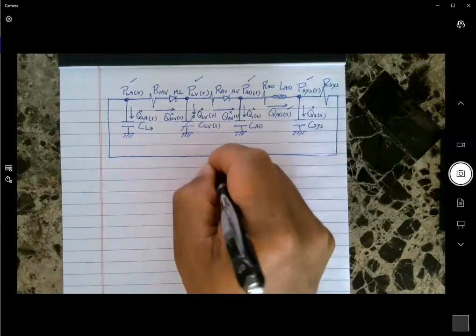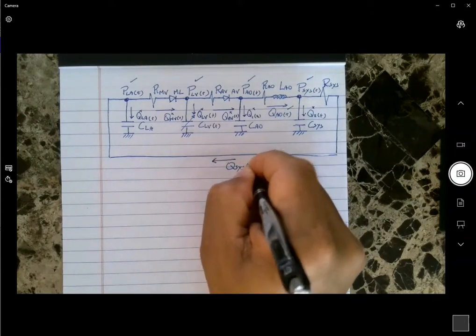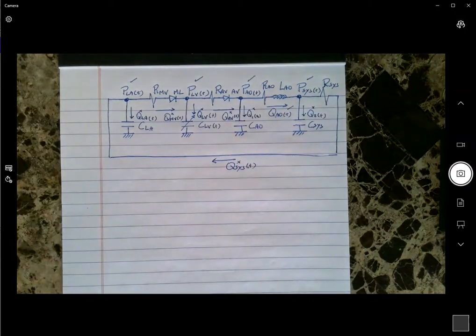I'm going to draw it down here. We have Q systemic, which we have to eliminate too. Anything that has an X, we have to eliminate. Anything that has a check mark, we have to keep in the set of equations.